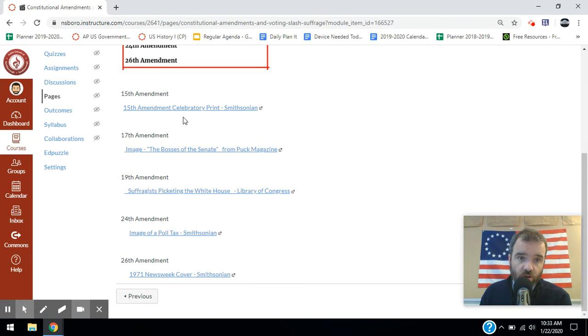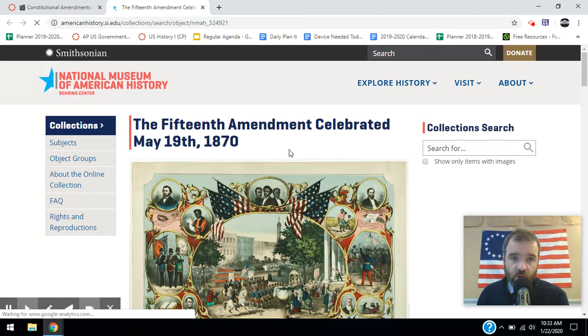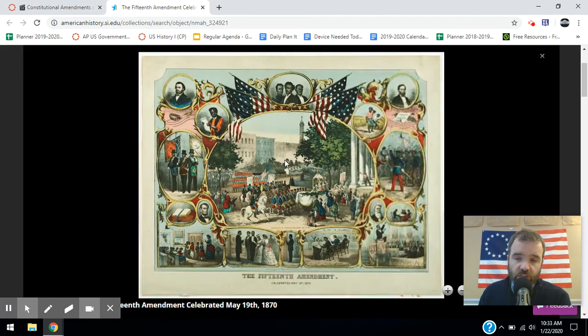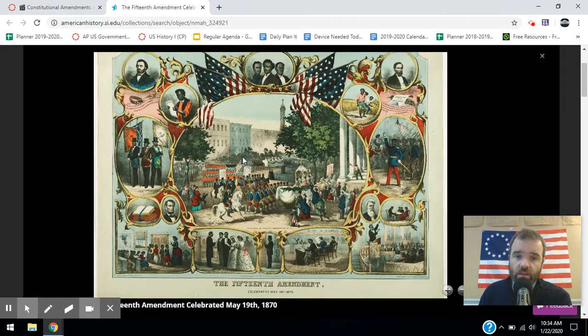But I have an image to go along with each one of these. Here is an image from the Smithsonian representing a celebration of the passage of the 15th Amendment. And the 15th Amendment gave African Americans the right to vote. Actually, it said the right to vote will not be denied based upon somebody's race. Now, Southern states in particular found many ways to work around this amendment and still deny suffrage, but it is constitutionally enshrined in the 15th Amendment after the Civil War.